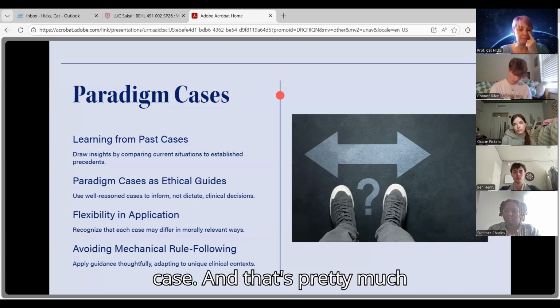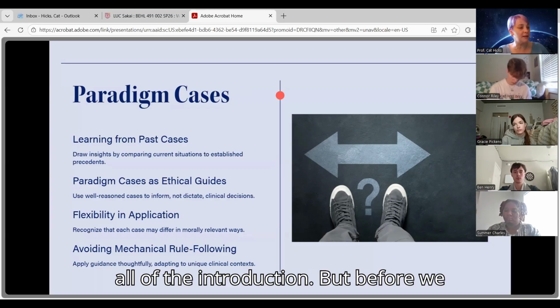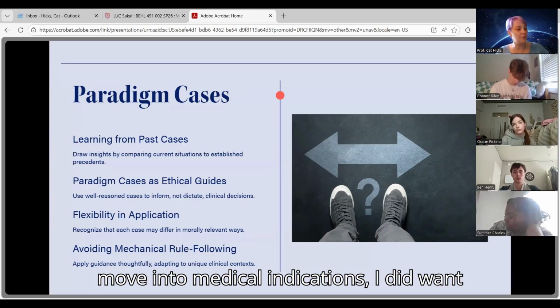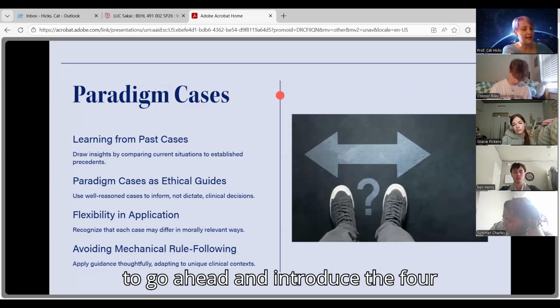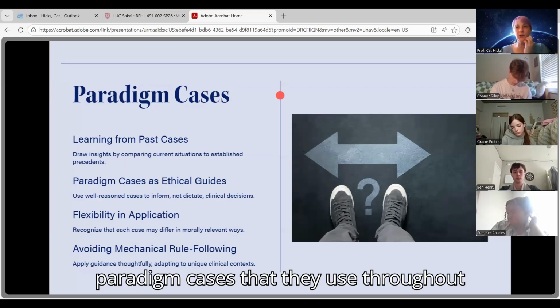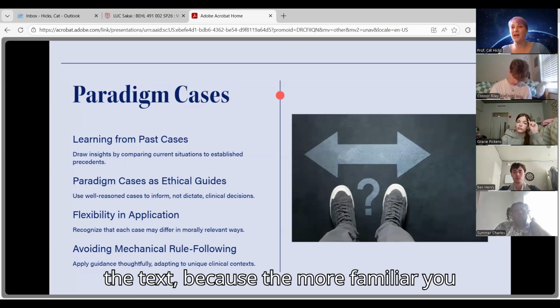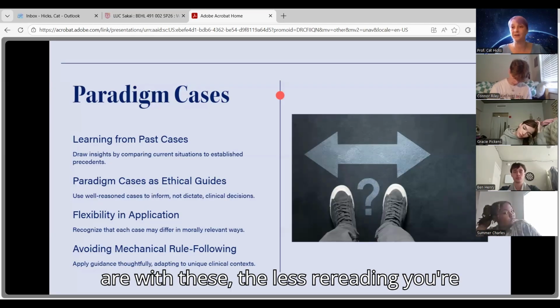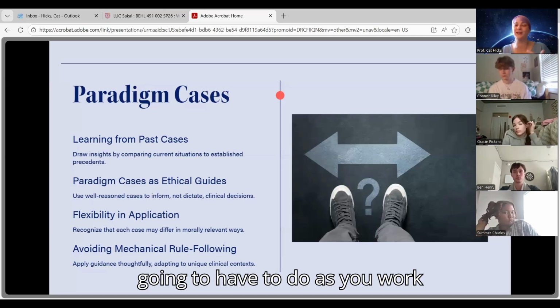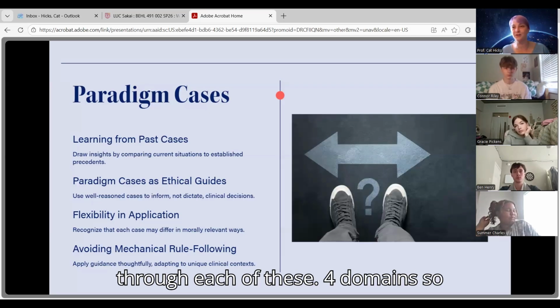That's pretty much all of the introduction, but before we move into medical indications, I did want to go ahead and introduce the four paradigm cases that they use throughout the text, because the more familiar you are with these, the less rereading you're going to have to do as you work through each of these four domains.